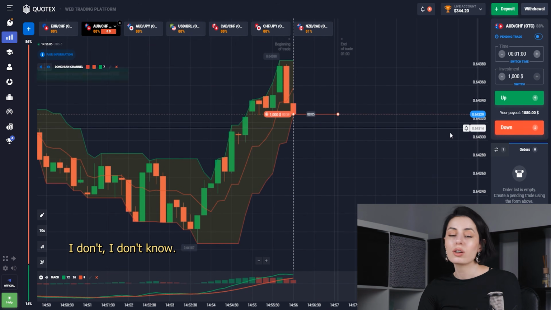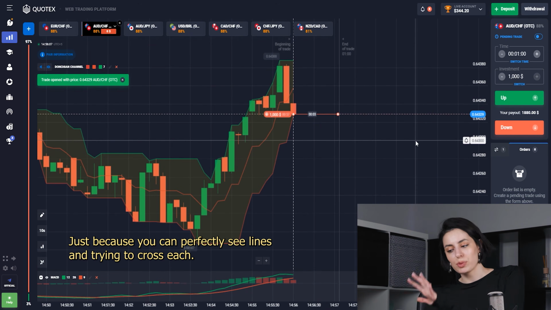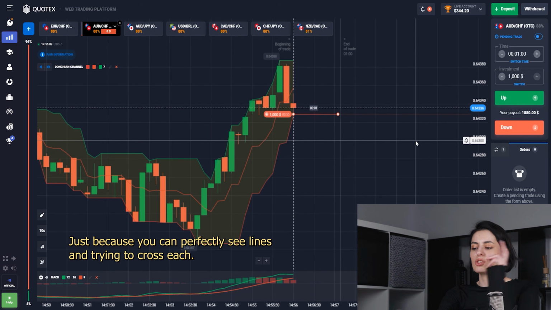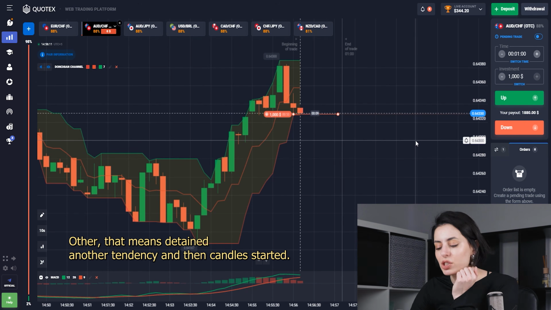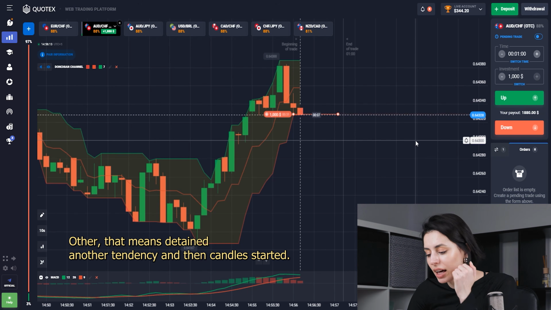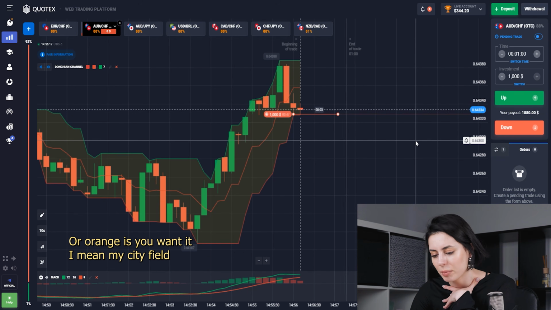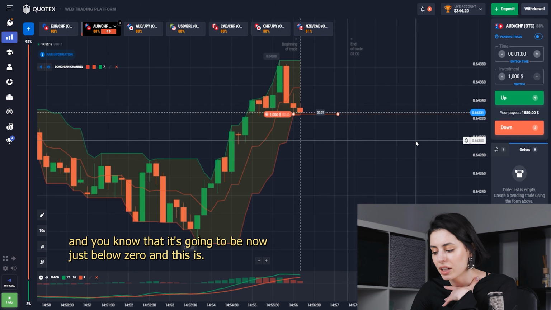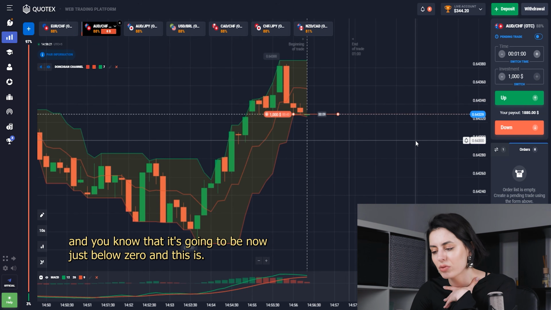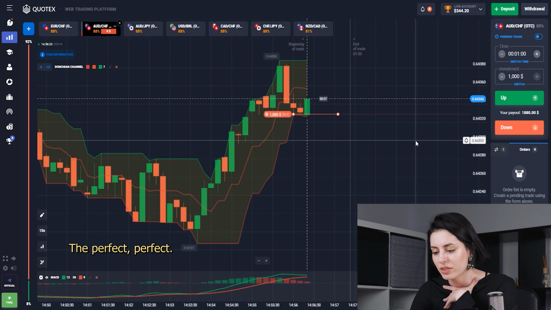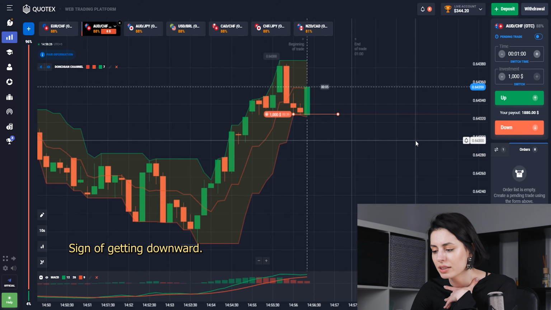This is the perfect situation just because you can perfectly see the lines trying to cross each other. That means the changing of the tendency. And then the candle started to be red or orange, as you want, I mean on the MACD field. And you know that it's going to be now just below 0. And this is the perfect sign of getting downward.